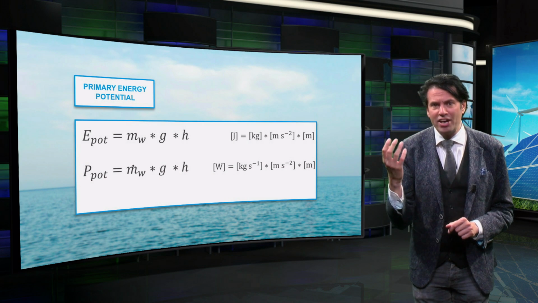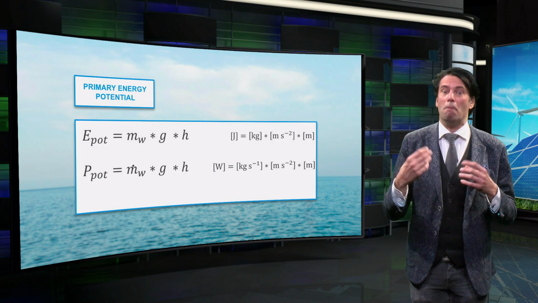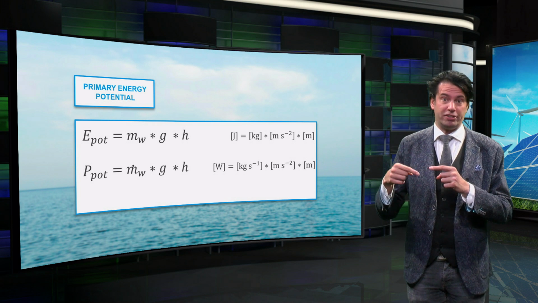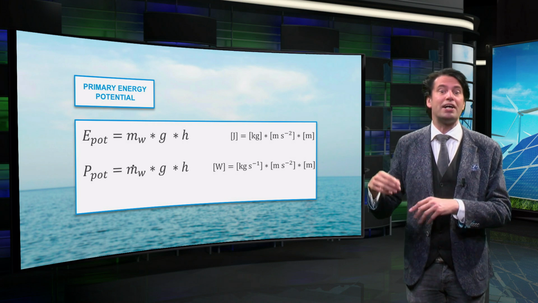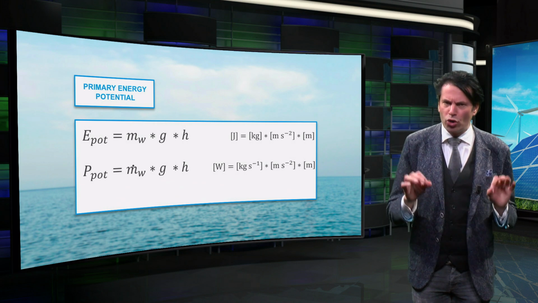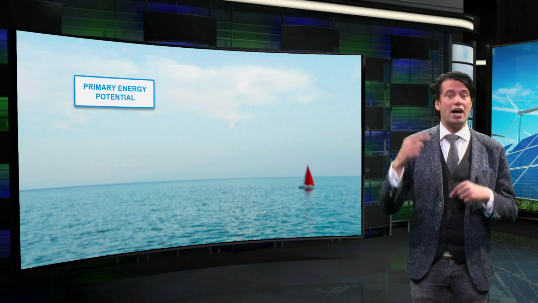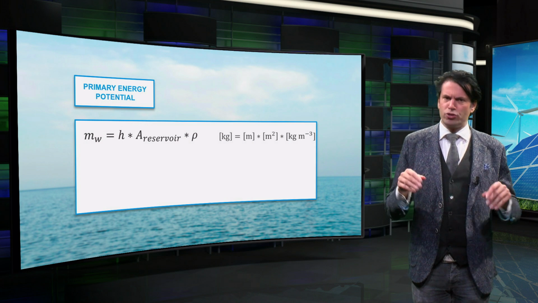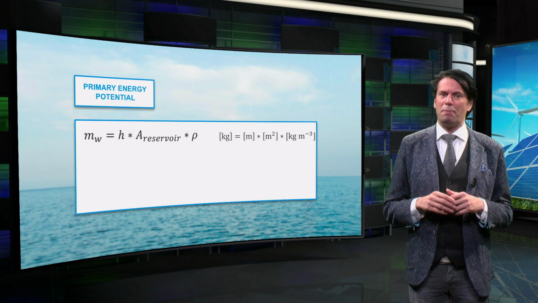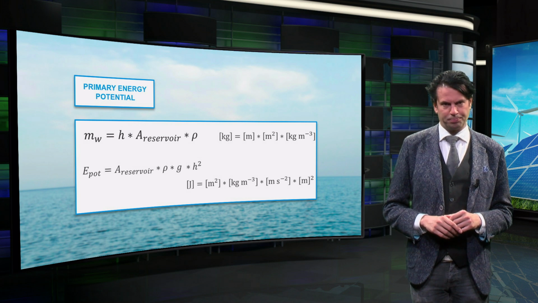The primary energy potential is calculated in the same way as with hydropower. The potential energy is equal to the mass of the water multiplied by the gravitational constant multiplied by the height difference. If we look at this equation more closely, we see that the mass depends on the height difference between the low and high tide. Therefore, in total, the potential energy depends quadratically on this height difference.